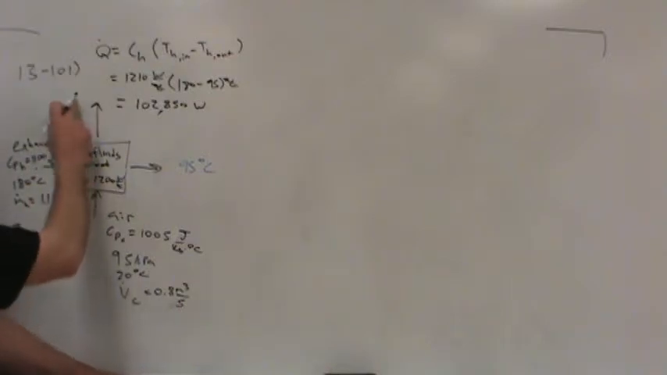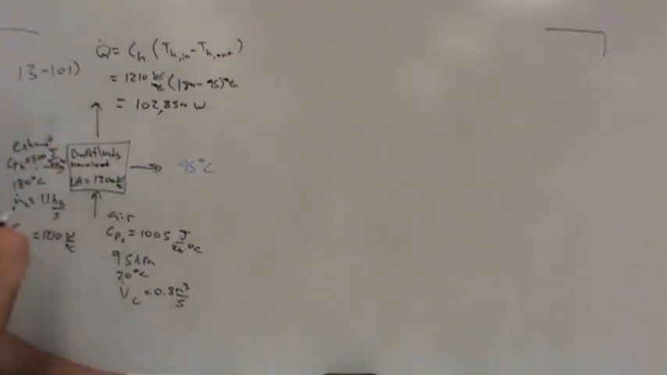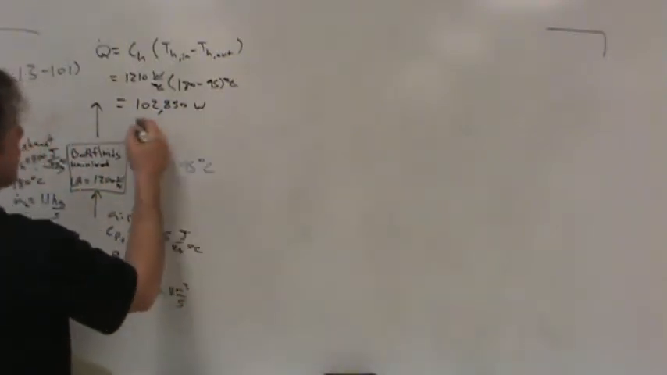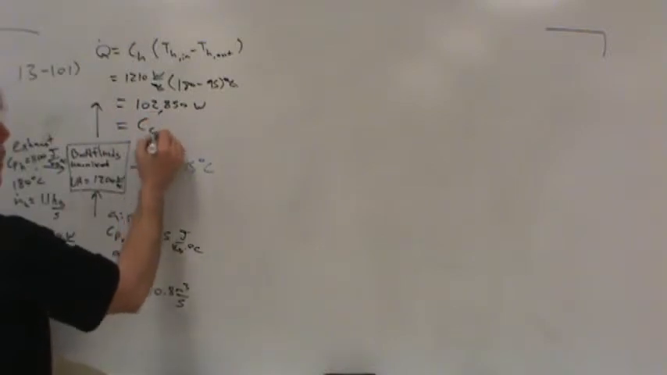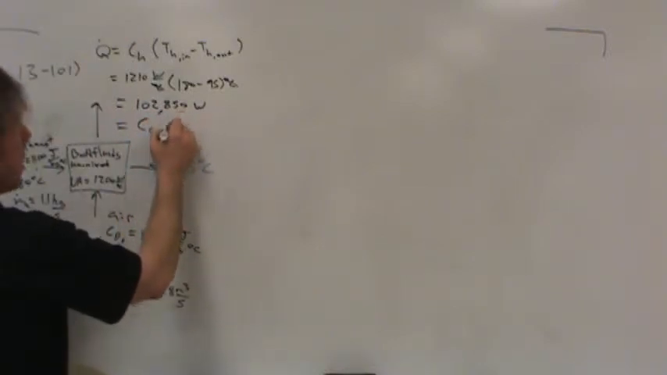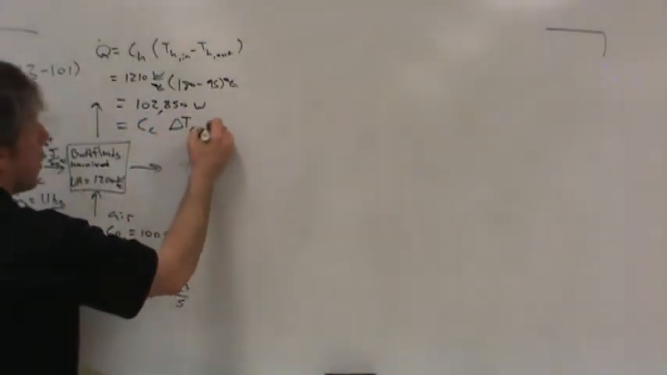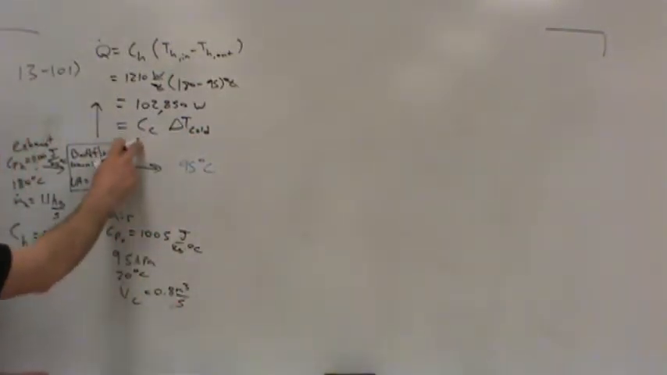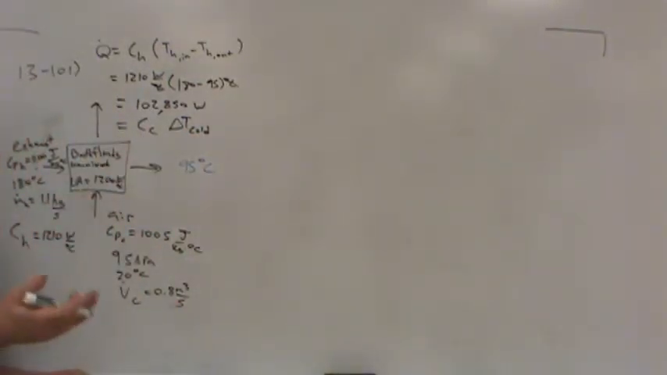So let's calculate the exiting temperature. And this will be the actual exiting temperature, right? How would we do that? Well, to calculate the exiting temperature, we'd have to say that the heat transfer rate from the exhaust is the same as the heat transfer rate into the air. So basically what we need to do is say, well, then this is equal to the capacity rate on the cold side times the temperature change on the cold side, right? But we don't have the capacity rate on the cold side yet, so let's get that.